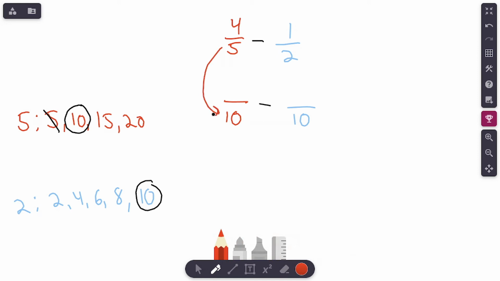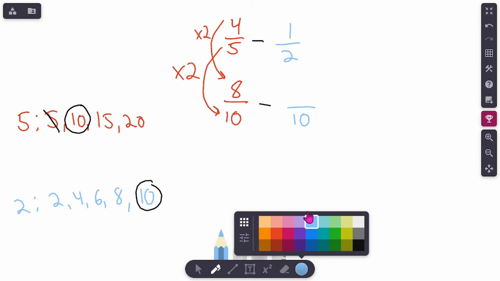5 times what gives you 10? 5 times 1, 2. Multiply the denominator by 2. Do the same thing to the numerator. 4 times 2 gives you 8.